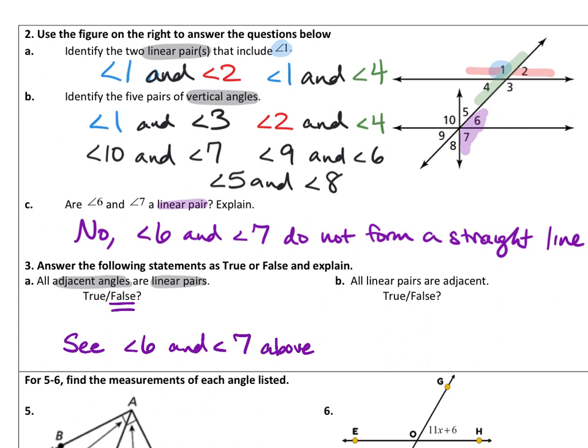Okay, part B says all linear pairs are adjacent. We flipped it. Linear pairs, we defined them to be equal to 180, but they had to make a straight line. For them to make a straight line, do they have to be glued together?